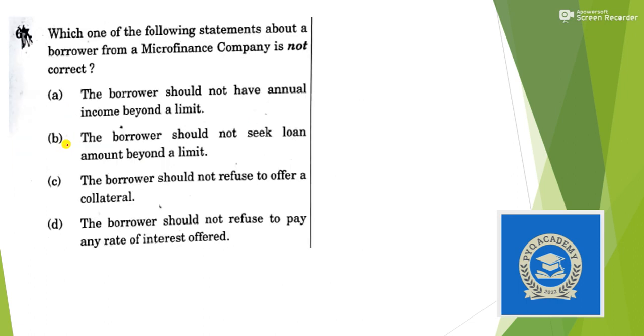Next, which one of the following statements about a borrower from a microfinance company is not correct? So here answer is option C. The borrower should not refuse to offer a collateral. Actually, collateral free loans are there, so this statement should be wrong. Okay.